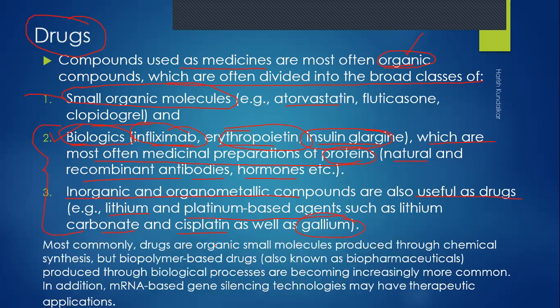Most commonly, drugs are organic small molecules produced through chemical synthesis. Drugs may also be biopolymer based drugs, which are known as biopharmaceuticals, right? These are produced through biological processes, and they are increasingly becoming more and more common. So biopharmaceuticals and biologicals are increasingly common, whereas inorganic, organometallic and organic compounds are the trivially known compounds.